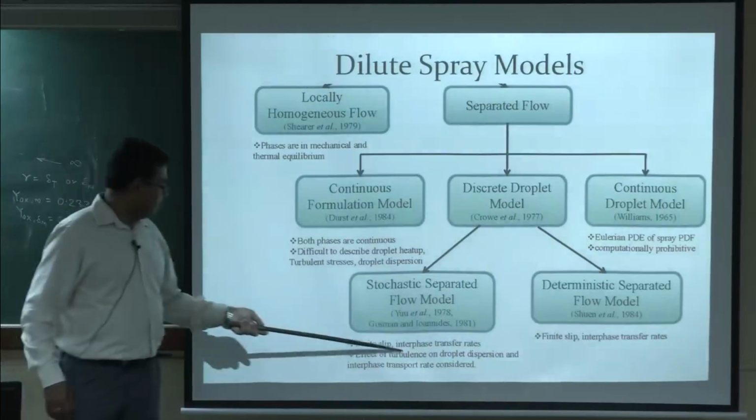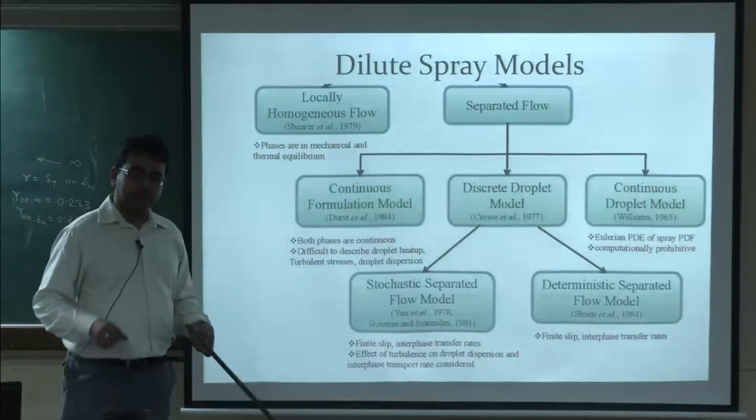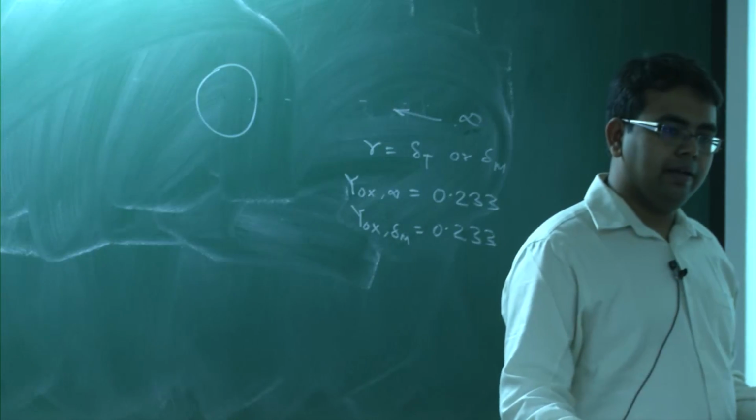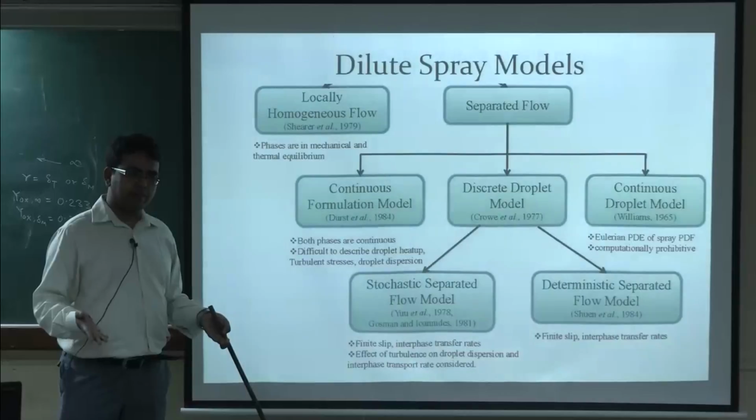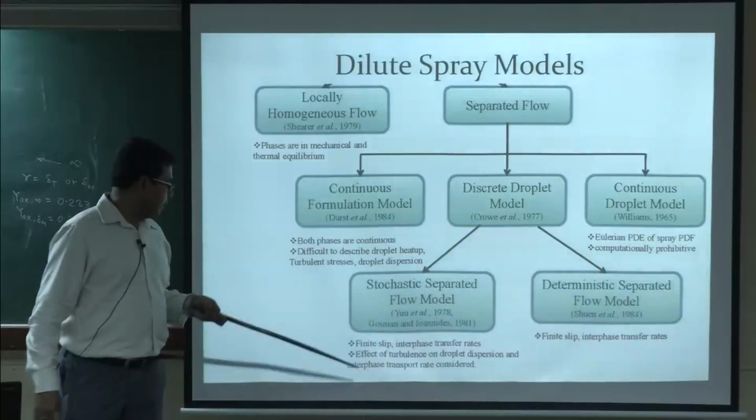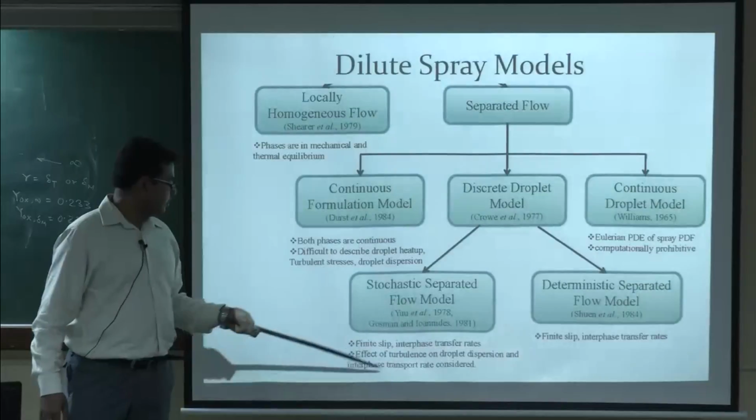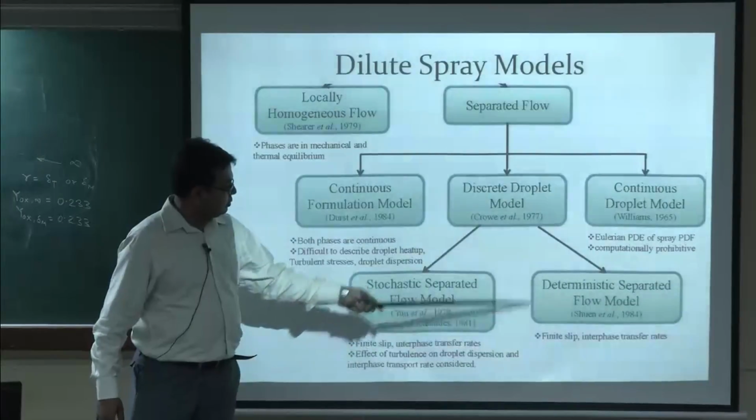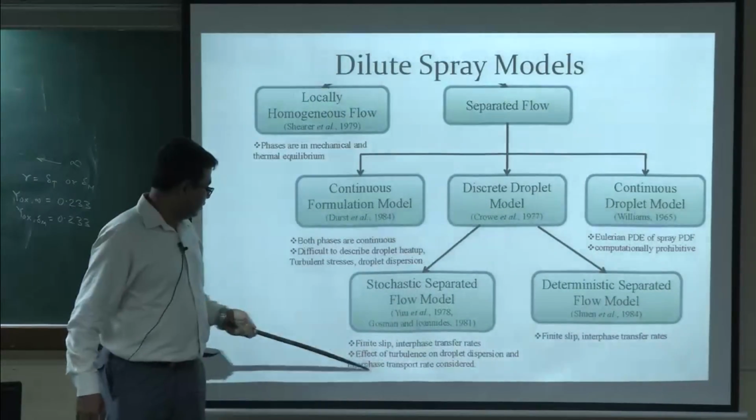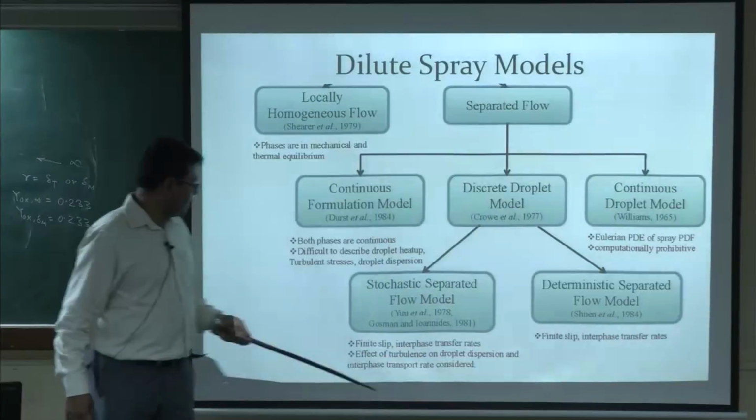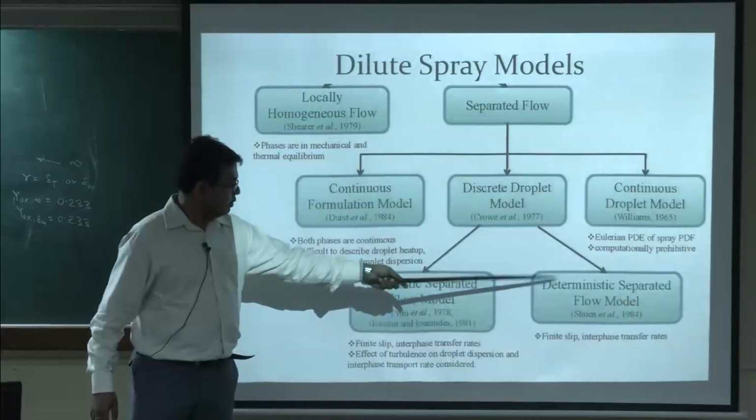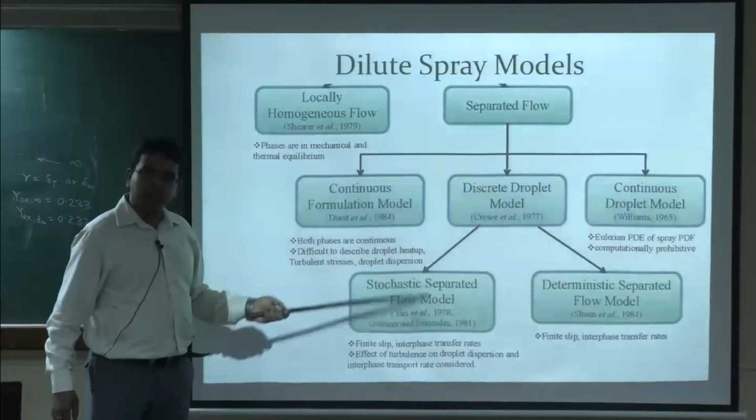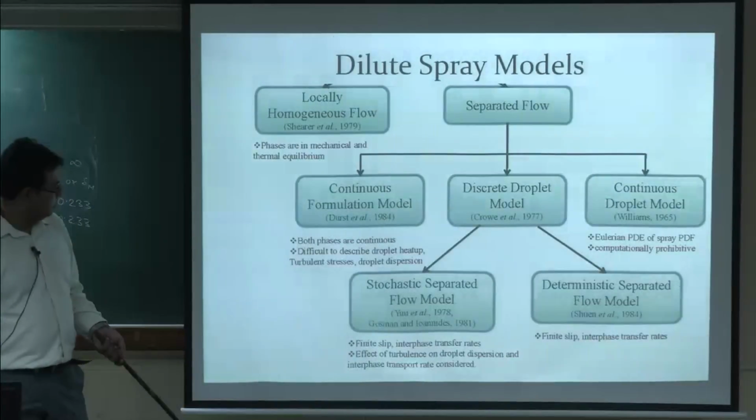Okay. Also, there is an interface transfer rate. The droplet is evaporating and it is adding a source term into the gas phase, and there is a drag force also experienced by the droplet. So, there are interface transfer rates, and the effect of turbulence on droplet dispersion and interface transfer rates are considered. But there is another model which neglects these things. The droplet dispersion and the interface transport are not modeled in the deterministic separated flow model. These models are quite old, and I think the stochastic separated flow model is very popular among researchers.